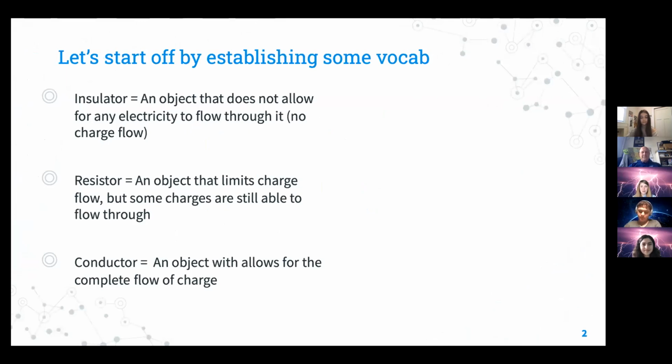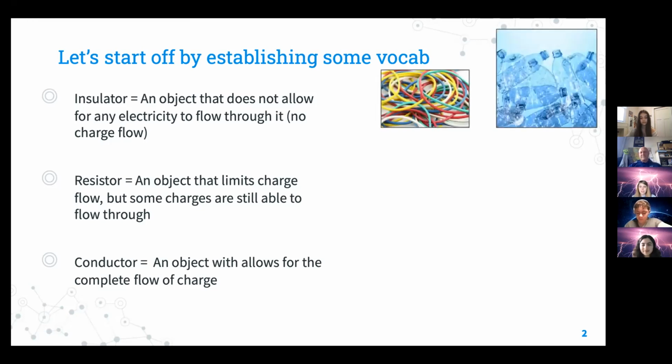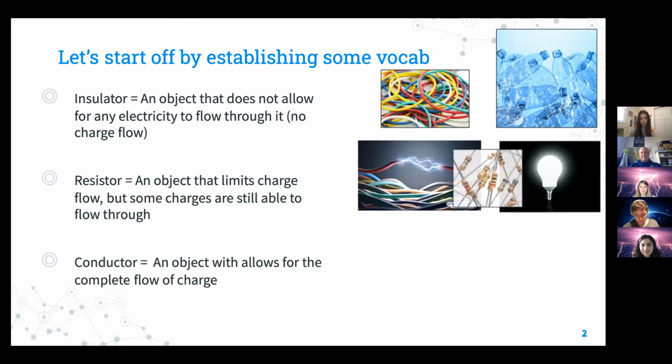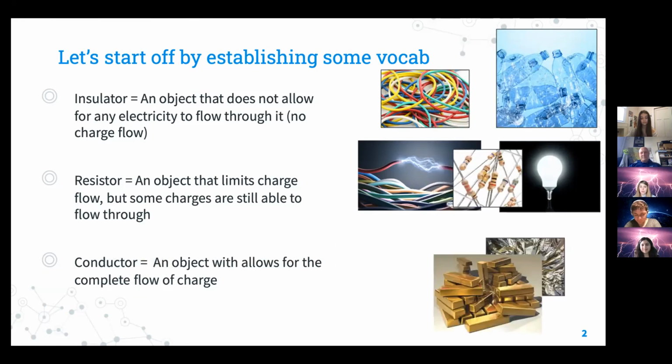So first, let's start off by looking back at some vocab that we've established. An insulator is an object that does not allow for any electricity to flow through it. That means no charge flow. Some examples of this are rubber and plastic water bottles. A resistor is an object that limits charge flow, but some charges are still able to flow through. Some examples of these are wires and light bulbs and resistors. And a conductor is not somebody that waves a baton around, but it's an object that allows for complete flow of charge. A lot of metals often can do this, like aluminum foil.